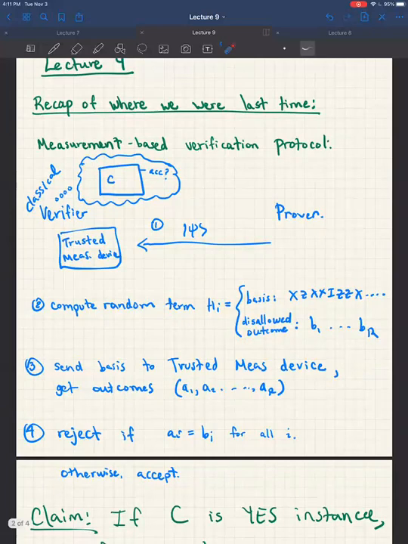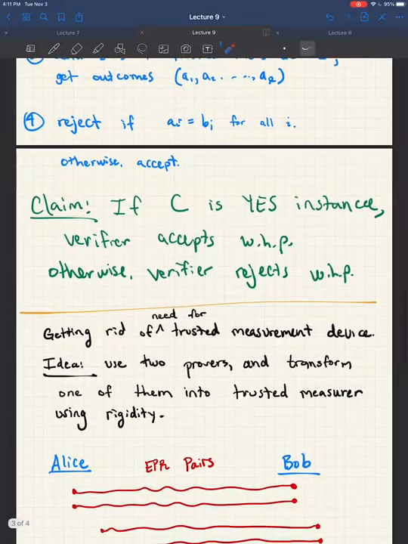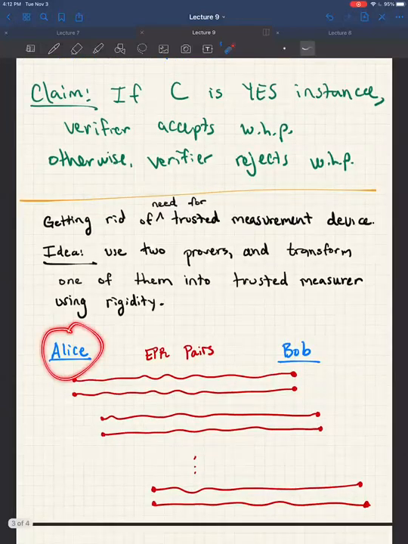But it's kind of annoying to have to rely on this assumption that there's this trusted measurement device, right? We would like to have a verification protocol where the verifier is just completely classical. And so we're going to do this with the help of using two untrusted provers, right? So we're going to have two provers, Alice and Bob. The verifier is just by itself now. And the main idea is we're going to play a non-local game, like the magic square game, between Alice and Bob to force one of them to become actually a trusted measuring device.